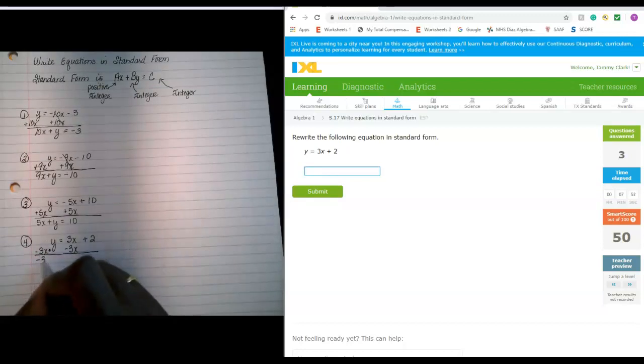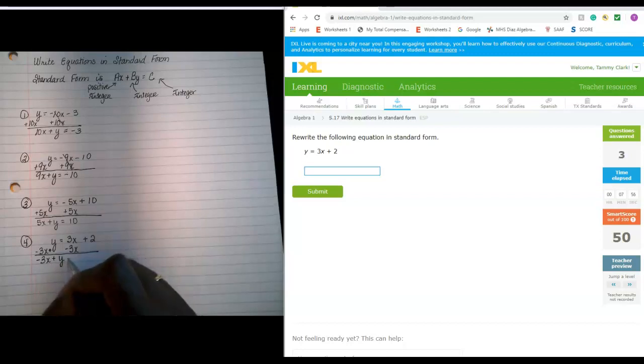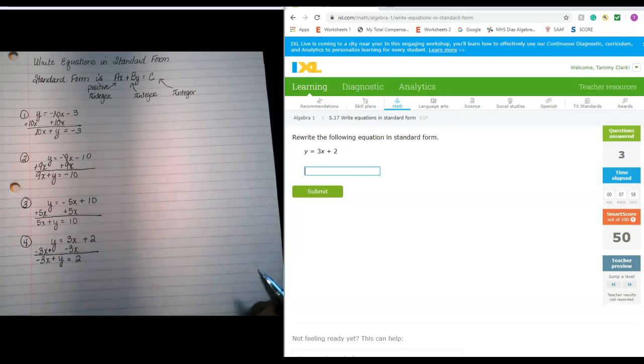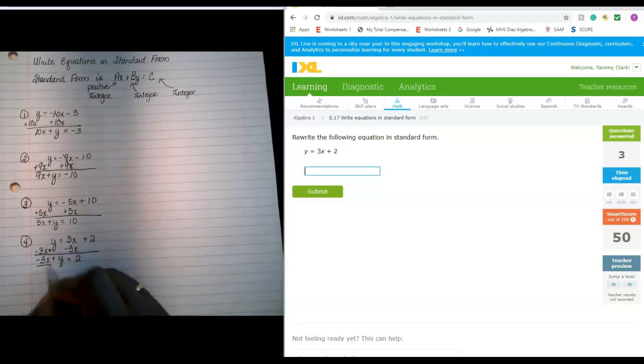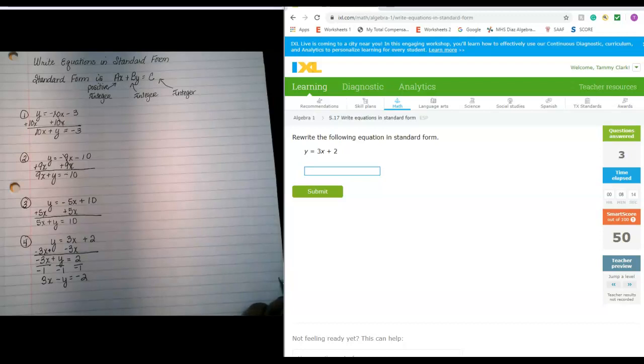So this is what happens when we really don't pay attention to what we're doing. Now, what I could do to fix this is I could simply divide every term by negative 1, just in case you get a little zealous like I did. That would be 3x minus y equals negative 2. That fixed it just fine.